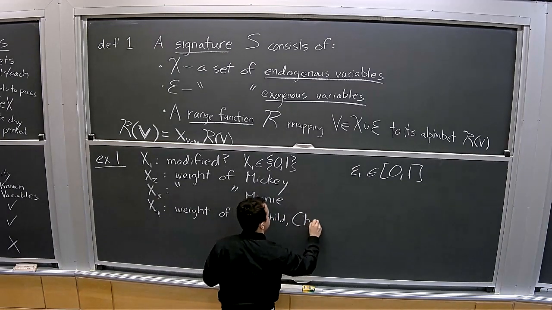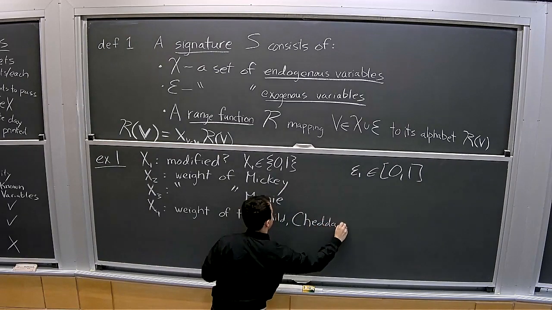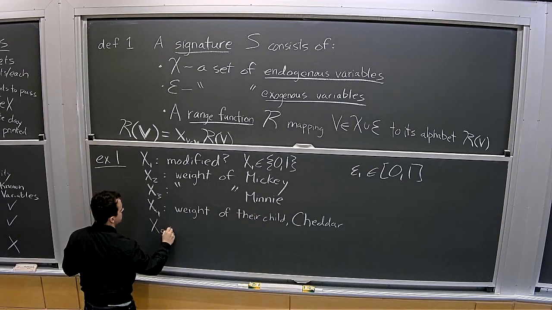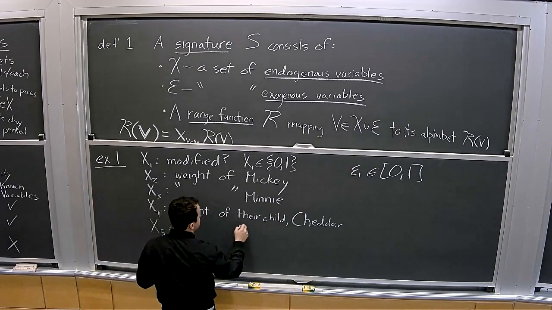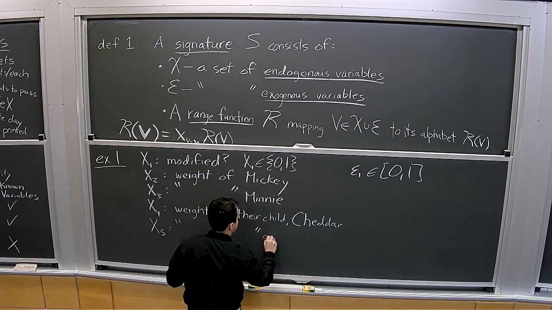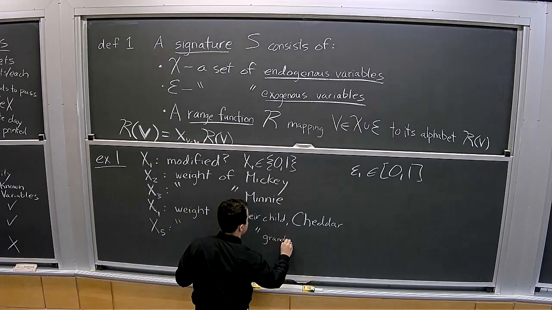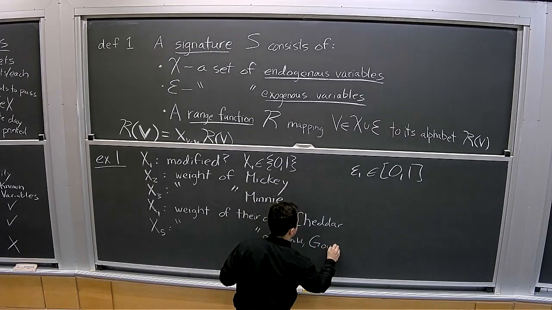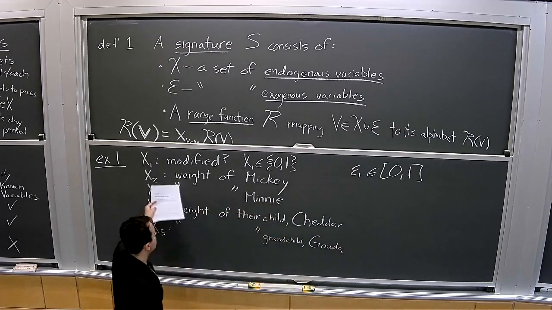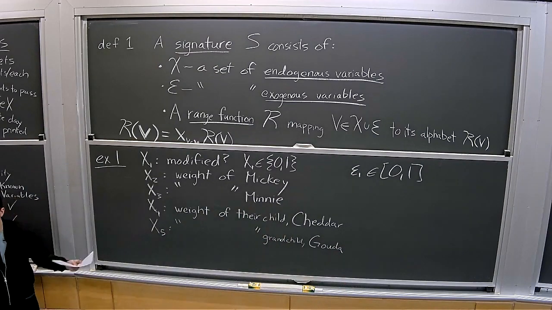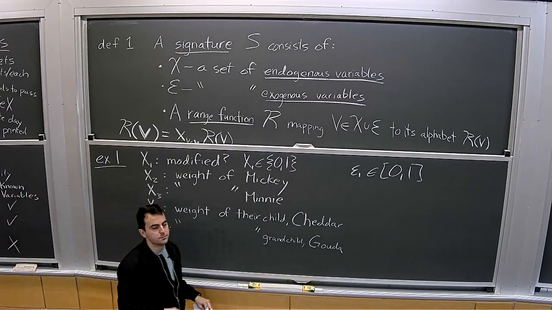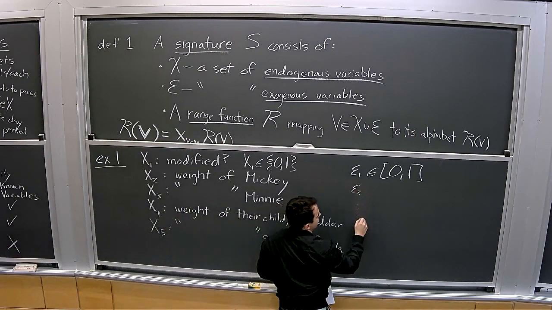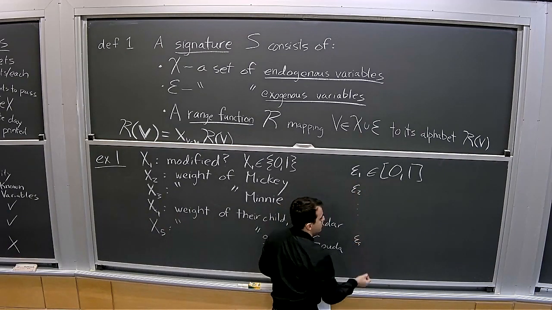Their child's name is going to be Cheddar. And X5 is going to be the weight of their grandchild, so Cheddar's child, Gouda. And all of these are going to be real valued. You could say positive real valued if you wanted to be super specific. All of the epsilon 2 through epsilon 5 are going to be real valued.